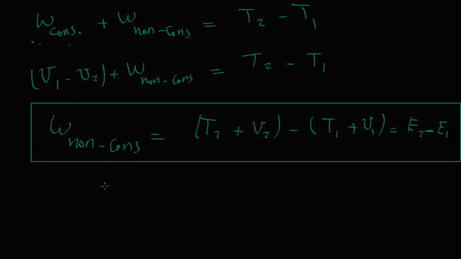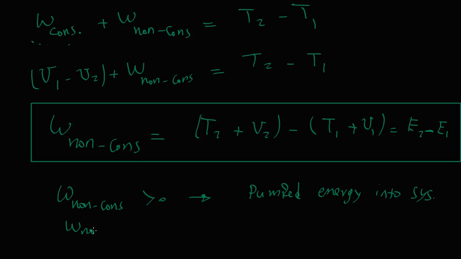With this being said, I think we are ready now to solve a few examples. So let me write this down. If W non-conservative is greater than 0, then we have pumped energy into the system.